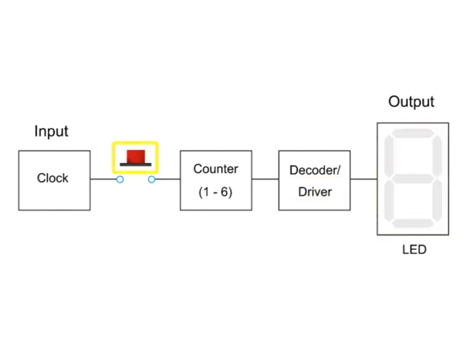When the push button is pressed or closed, a signal from the clock is sent to the counter. This signal starts a repeating up-counting sequence from 1 to 6. When the push button switch is opened, the counter will stop at a random number between 1 and 6.